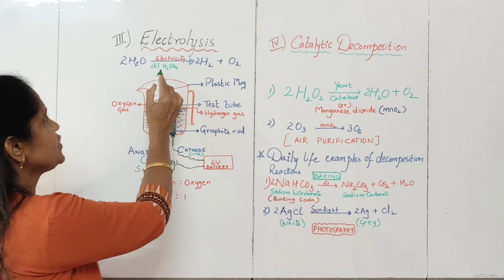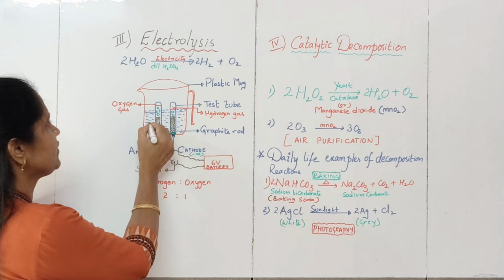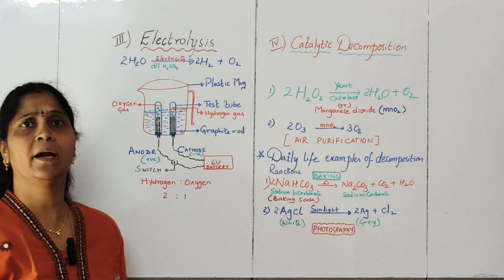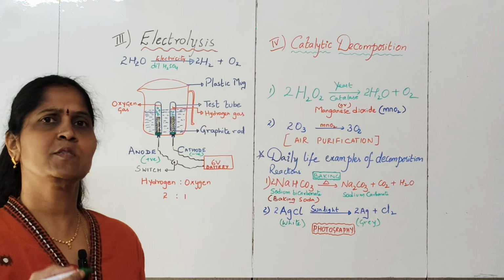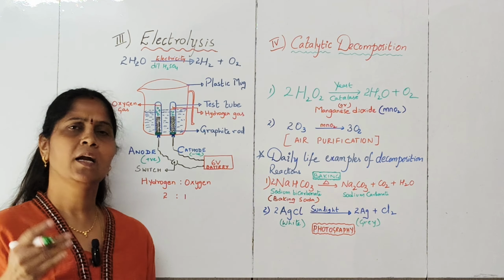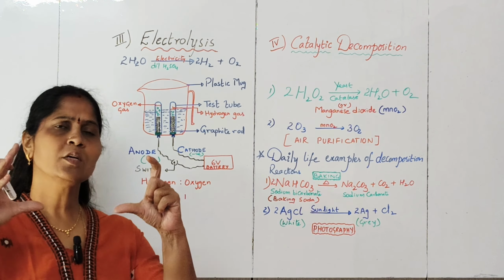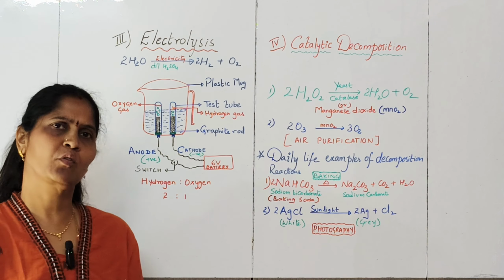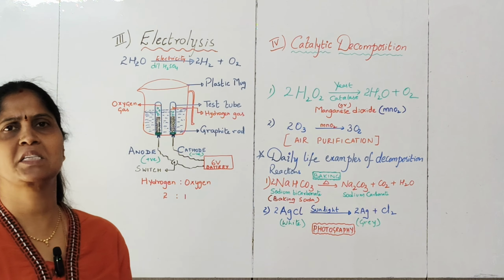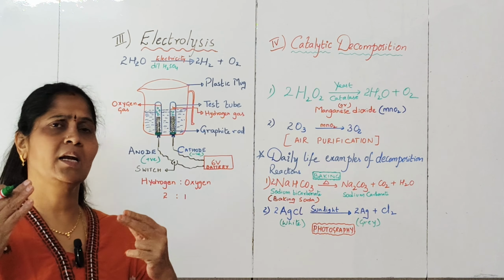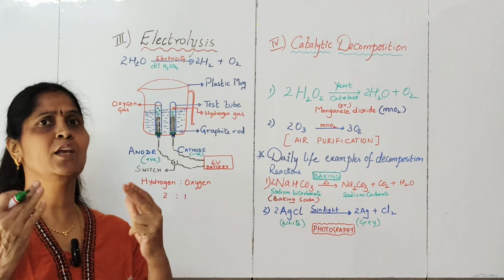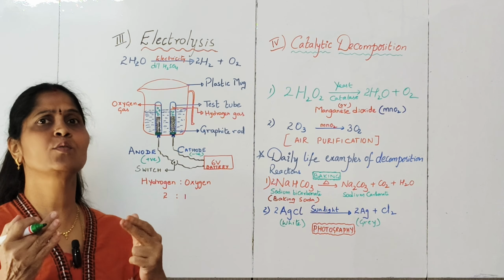Here we have used dilute sulfuric acid. A few drops of dilute sulfuric acid also need to be added into the water. The purpose of dilute sulfuric acid is that it helps in better electrical conductivity. Pure water used for electrolysis has very few ions for electrical conductivity. The conductivity increases upon adding dilute sulfuric acid, which dissociates into hydrogen and sulfate ions. So that is the purpose of dilute sulfuric acid being added here.